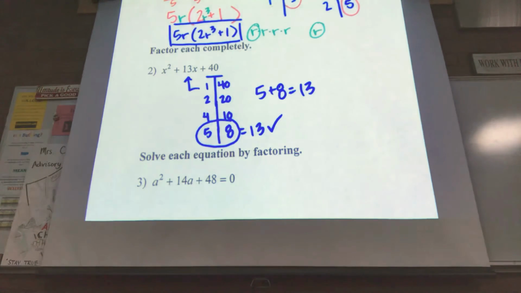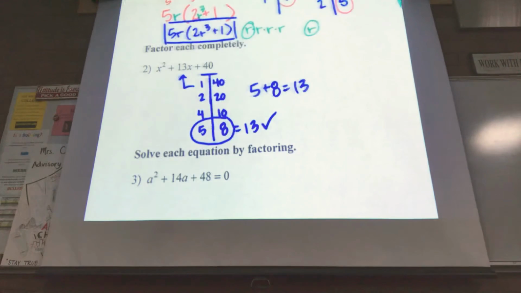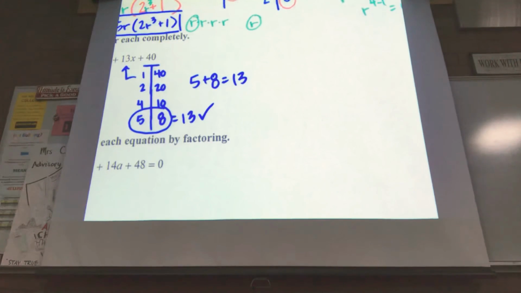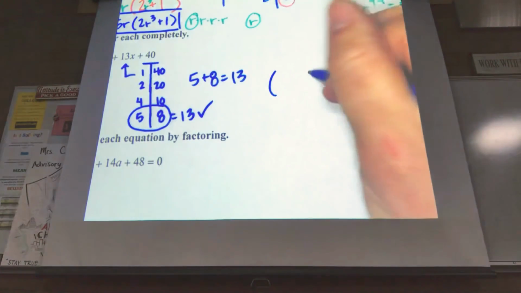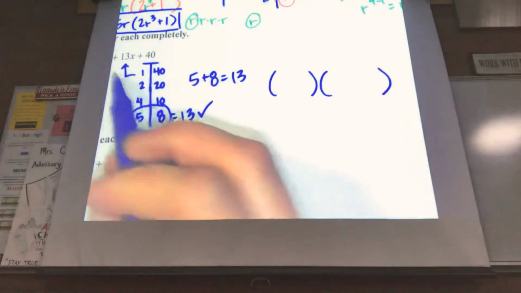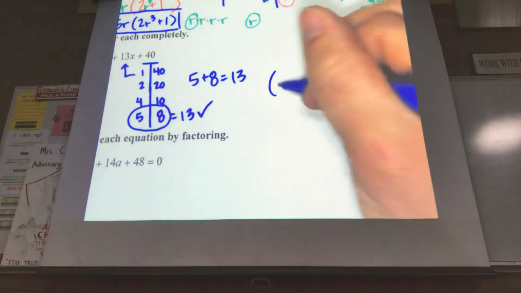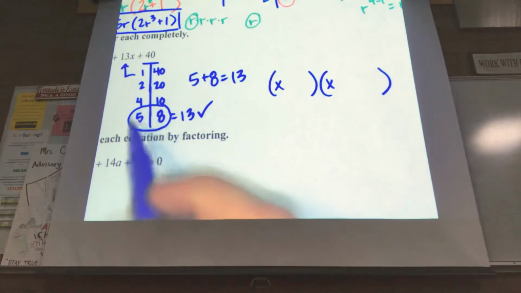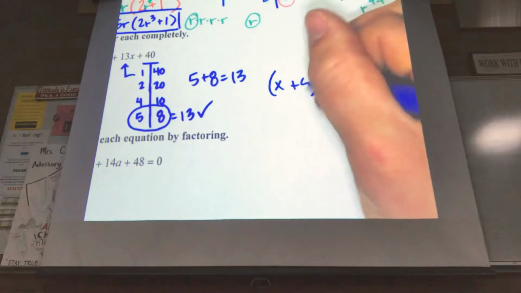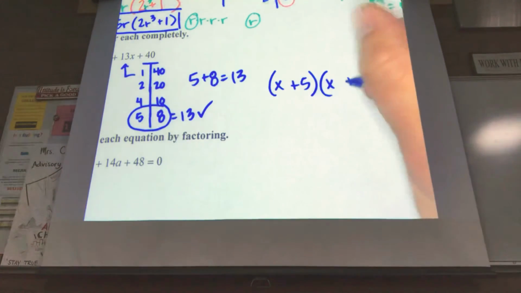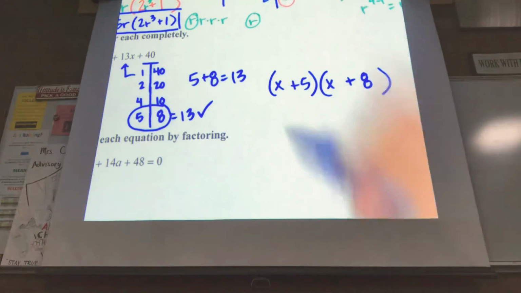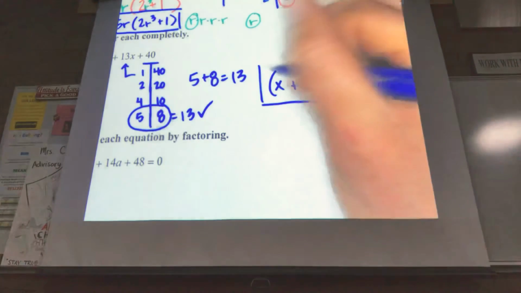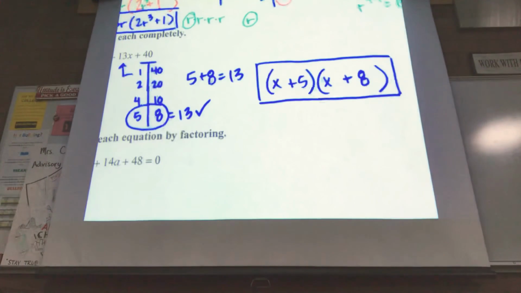Once we have our two factors that work, all we have to do is rewrite them as factors. We always have our two parentheses. In front we have our x's because it was x squared, so x times x. We add a positive 5 over here, multiplied by a positive 8 over here. And that is factored. That is it.